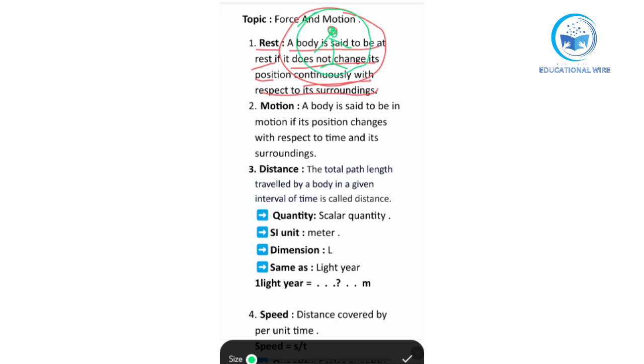Okay, let's move to motion. Motion is the opposite of rest. A body is said to be in motion if its position changes with respect to time and its surroundings. Like when this pen moves forward and changes its position from one point to the next over an interval of time, it has also taken time, so this is called motion. Okay, so let's move further.